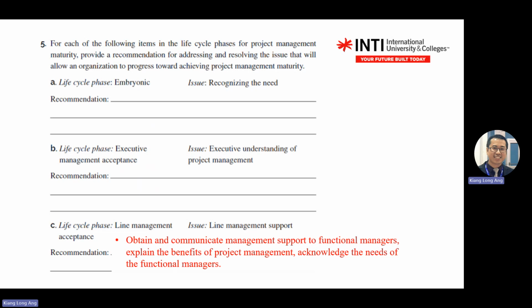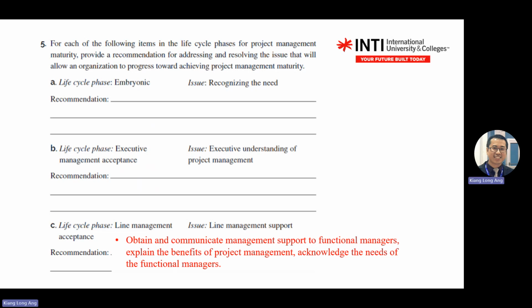Just now who said sponsor? What is the role of the sponsor? All decisions. They only consider decisions. Sponsor only deals with decisions. Anything that is not related to decisions, don't go here. Now it is recognizing the needs.